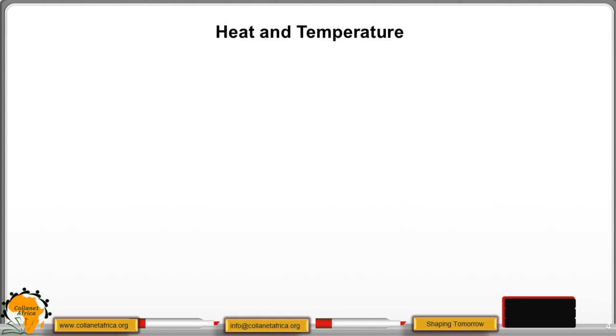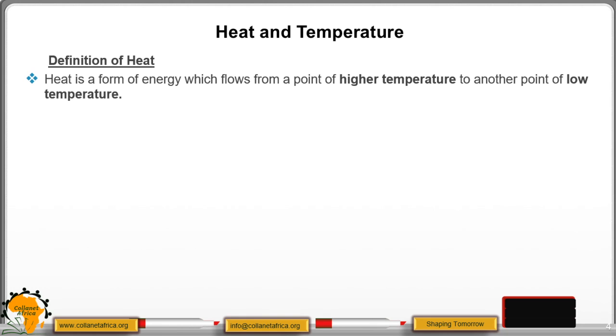Hello students, welcome to today's lesson where we are going to look at heat and temperature. We start with the definition of heat. Heat is a form of energy that flows from a point of high temperature to a point of low temperature, which implies that it flows due to temperature differences. So two bodies that have the same temperature will have no heat flow.